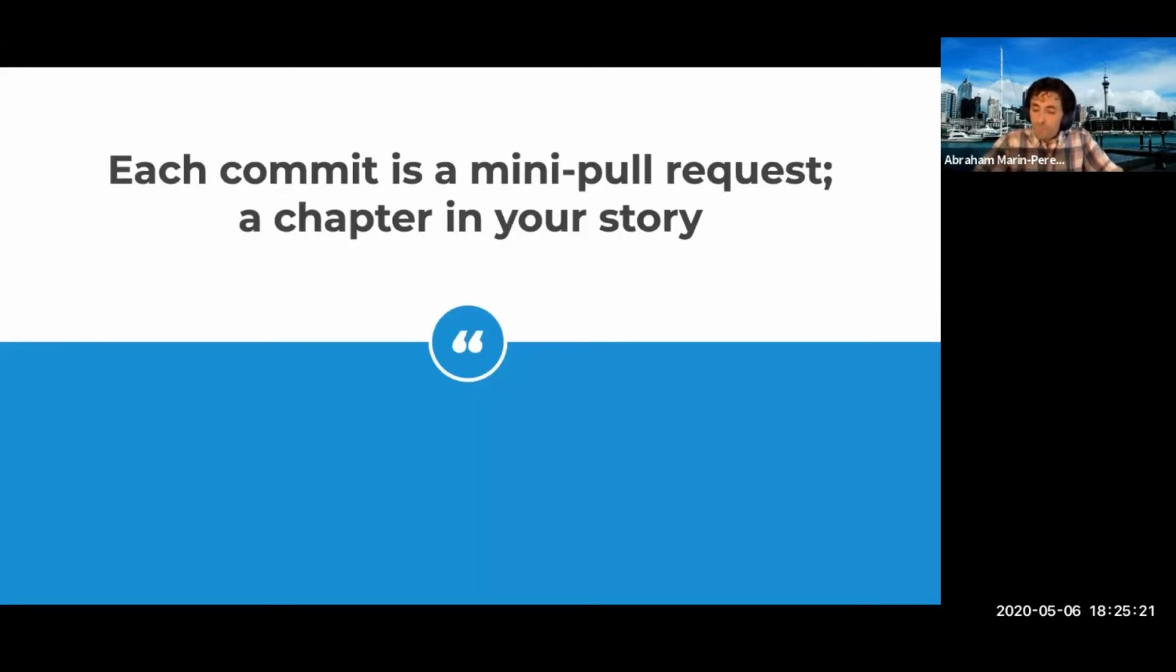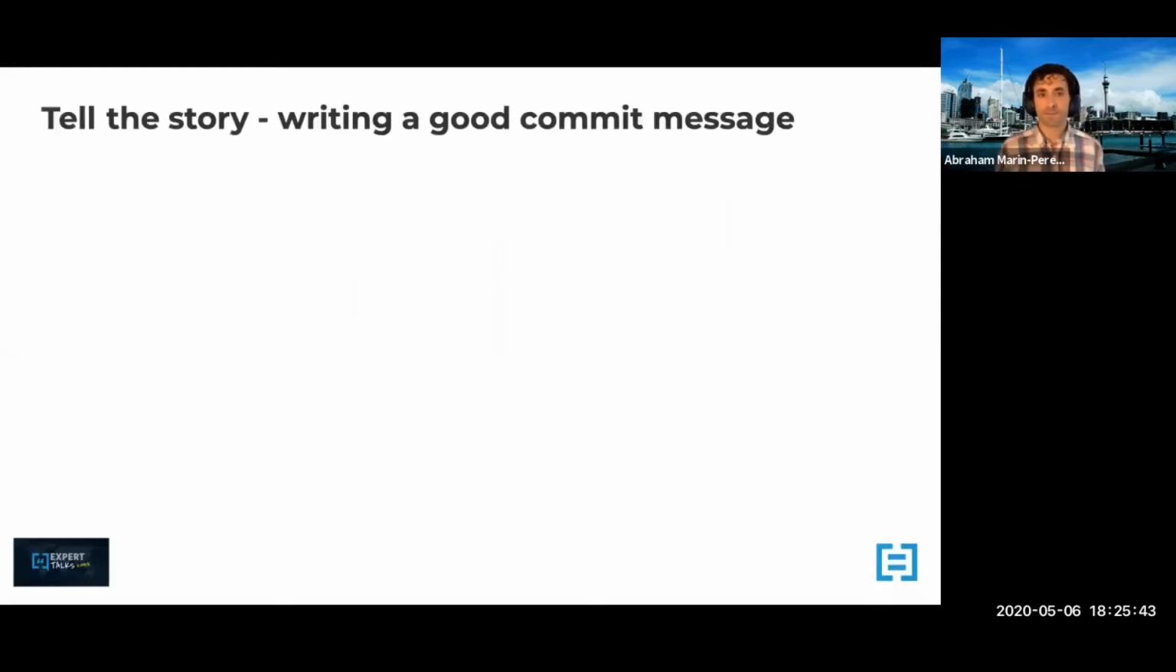In a way, you can think of each commit as a mini pull request, right? It's like a chapter in your story. If the pull request is a book, each commit is a chapter in that book. So again, it needs to tell me something about this story and about the logical sequence of events happening in my pull request. Now, that's all about the size.